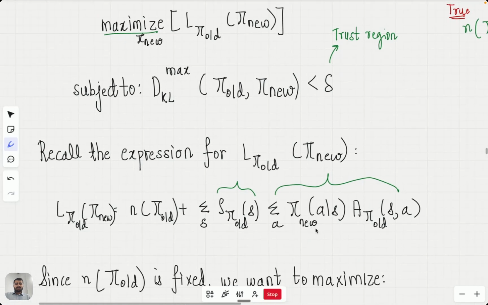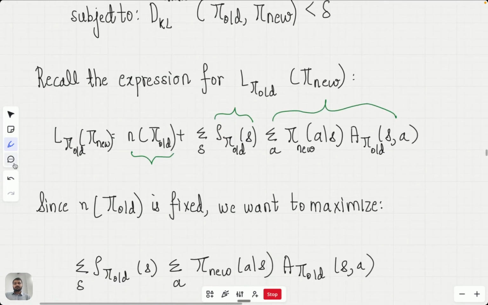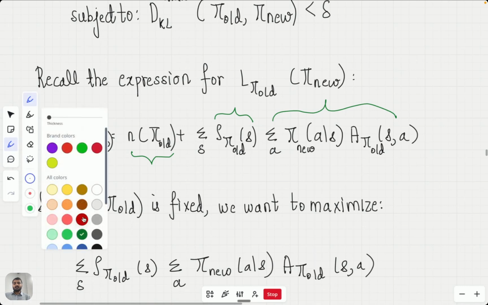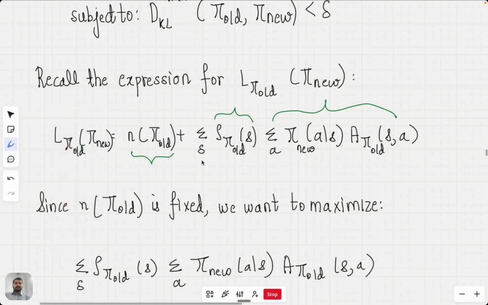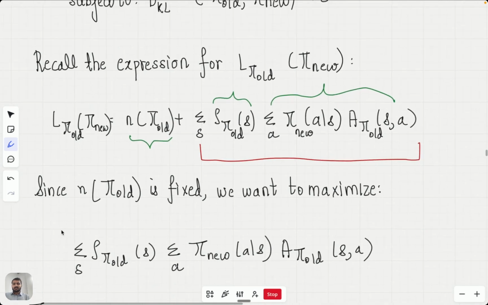Okay, so now we have this. So eta of pi old does not depend on the parameter theta because it is fixed. So this is already known to us. We know the performance measure of the old policy. So we ignore this in the maximization function and we only consider the second term, because the second term is the one that we want to maximize. The first term is anyways a constant. So it turns out that we want to maximize this expression.